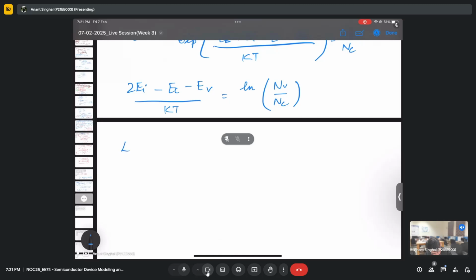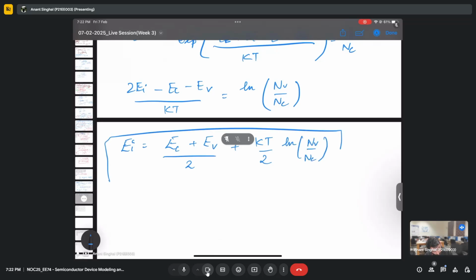So what I can write here is Ei is nothing but Ec plus Ev by 2 plus kT by 2 ln Nv over Nc. Any doubts in this? This is just a calculation, so I've taken this from here to here, nothing else. Any doubts?